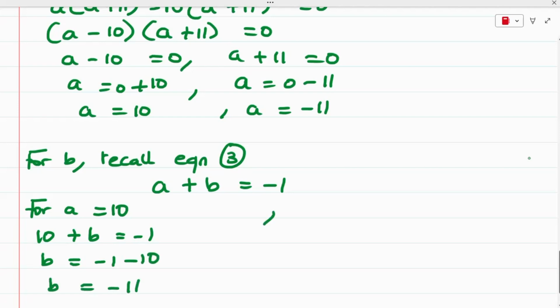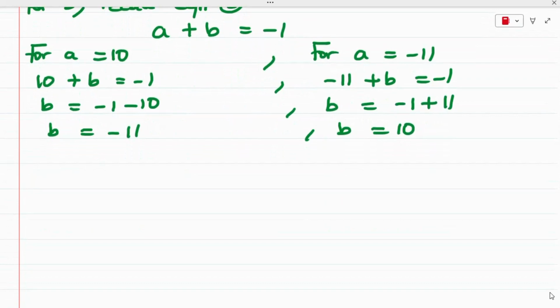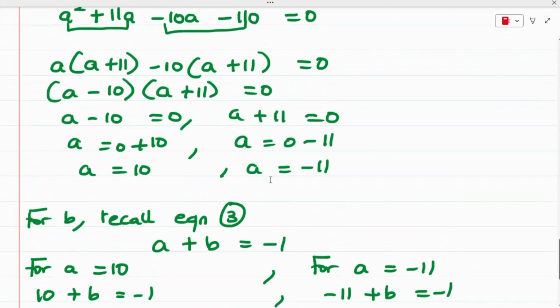At this point, for a equals minus 11, we have minus 11 plus b is equal to minus 1, and we have that b is equal to minus 1 plus 11, and b is equal to 10. So I've been able to find the values of a and b. Therefore, when a is equal to 10, b is equal to minus 11, and when a is equal to minus 11, b is equal to 10. And these are the values of a and b.